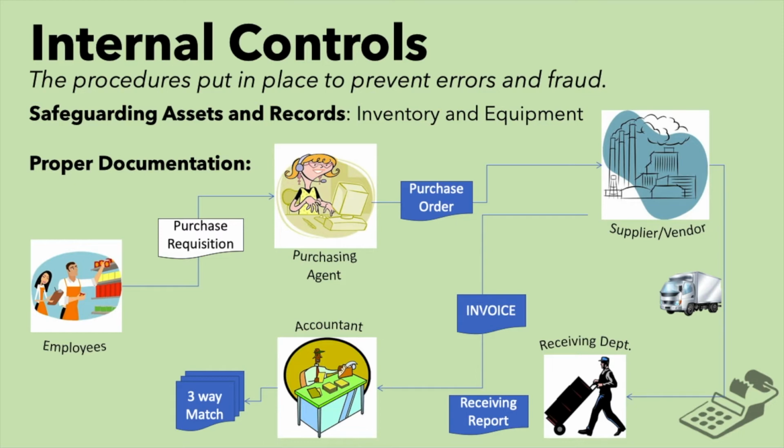If what we received is what we ordered, and if what we are being billed for is what we received, then we can write a check and we can send out payment. But if there is a discrepancy between any of these documents, then we would question and research, investigate to figure out why before we make a payment. So we have to have proper documentation in regard to our inventory.